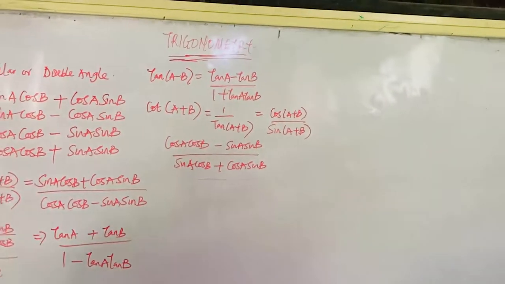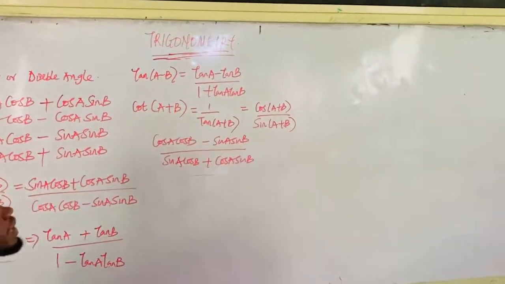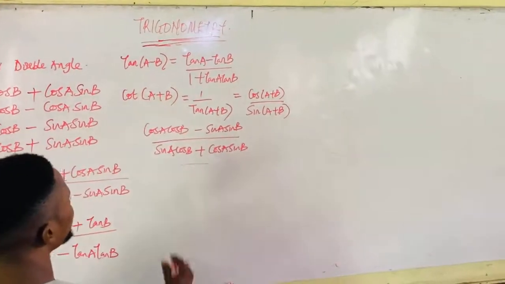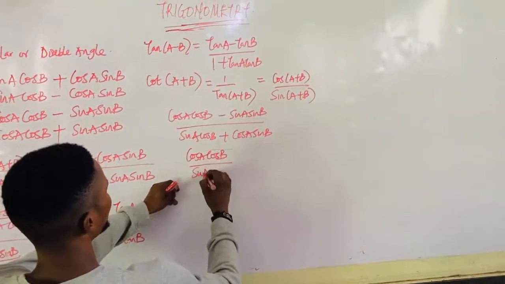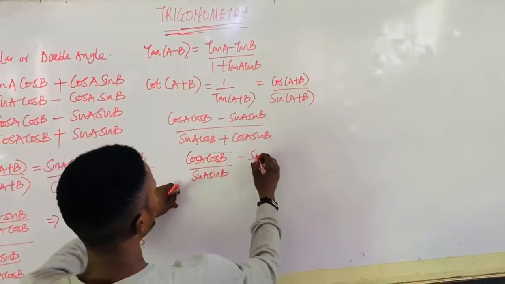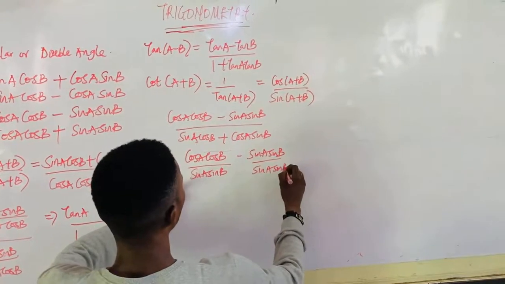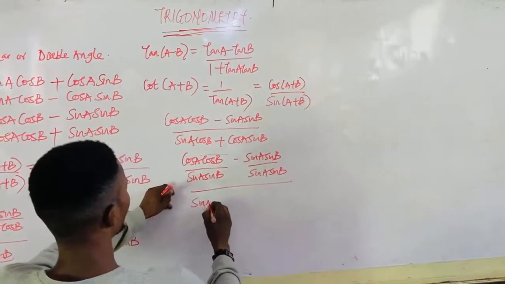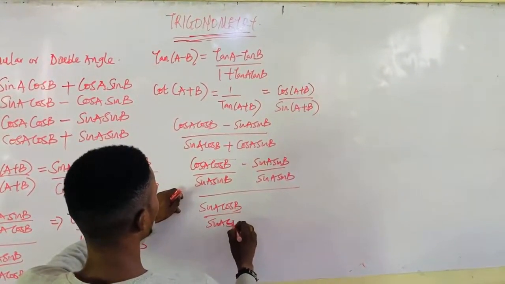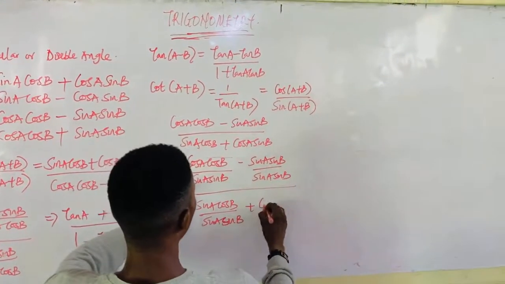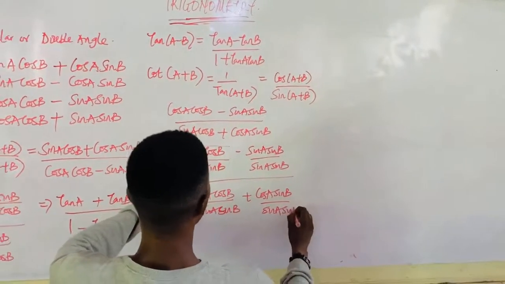Because the denominator of cot is sine, here we have to divide all through by sine A sine B. So divide all through by sine A sine B.